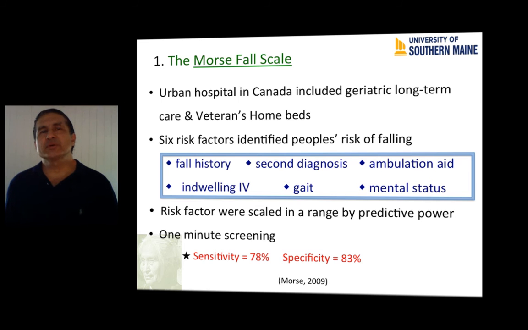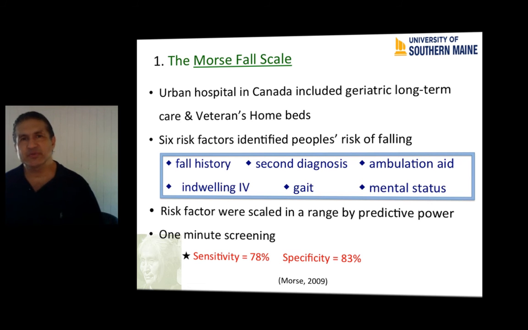A study by Morse in Canada was in an urban hospital. Geriatric long-term care beds and veterans home beds were included with acute care cases. Six risk factors yielded predictive power. Risk factors were scaled in a range. The screening took 1 minute, the sensitivity was 78%, specificity 83%.